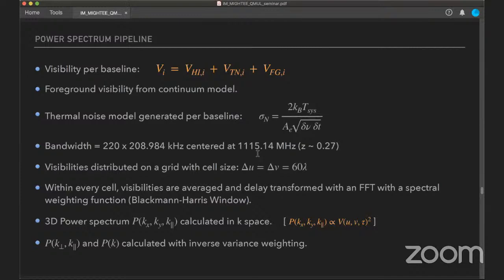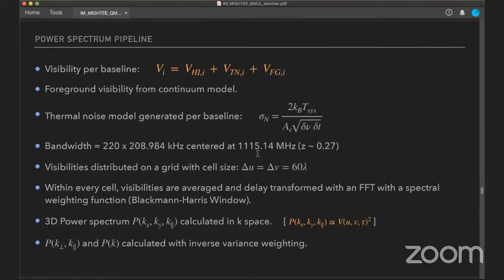That has a cell size of about delta U, delta V of about 60 lambda. This choice of cell size is motivated by the primary beam, so that the size of the primary beam tells us how big our cell size should be in the UV grid. Then within every cell, we average the visibilities, and then we delay transform along the frequency with an FFT, applied with a spectral weighting function.